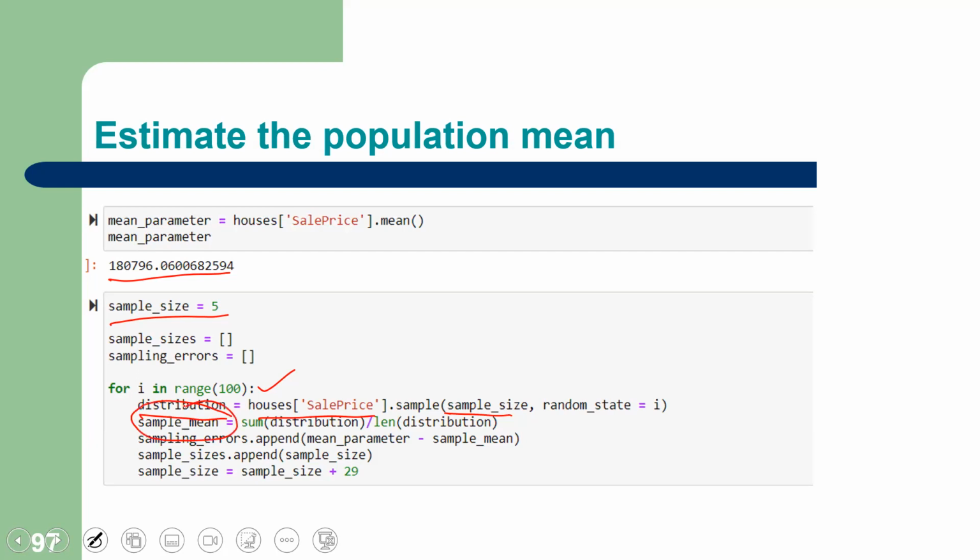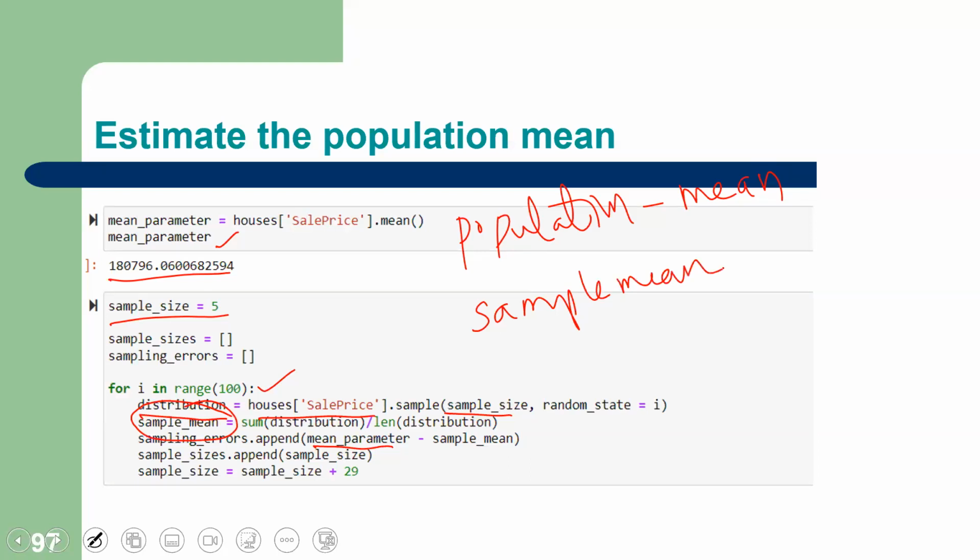Then I take the difference from the mean parameter, and this is my population mean. Under this, for the different samples, I'm calculating the sample mean. Then the sample size is appended. Then I consider the sampling error, and I'll collect all of this.